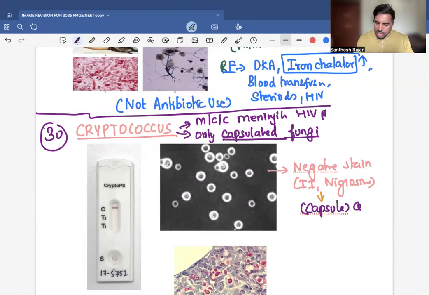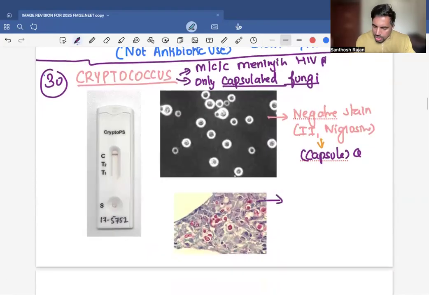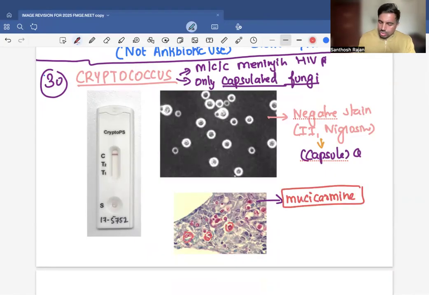Now for us, this is another thing. They have a tissue biopsy with mucicarmine stain. This is more of a pathological thing, but in mucicarmine stain also you can see the budding yeast cell. Because this is a true yeast. So you see in all this picture, what you're seeing is a true budding yeast cell.